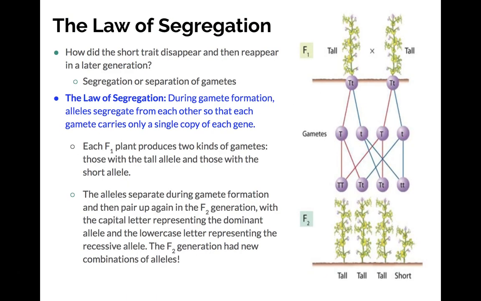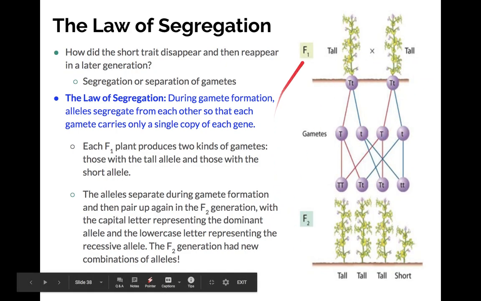So how did the short trait disappear and then reappear in the later generation? And that's how Mendel came up with this law of segregation. So during gamete formation, alleles segregate from each other so that each gamete carries only a single copy of each gene. Okay, so what does that really mean? Well, let's look at this picture, okay?